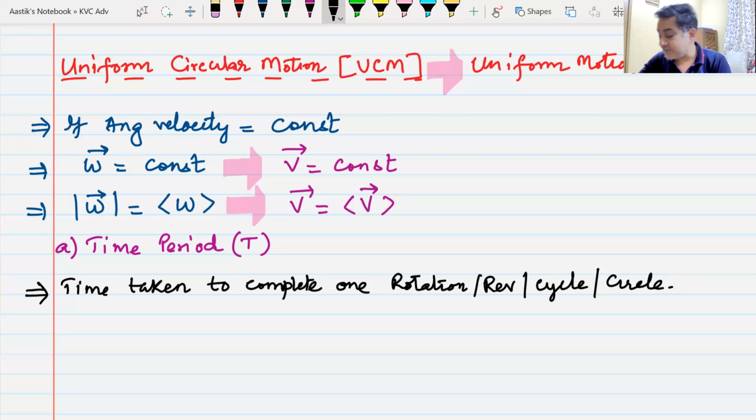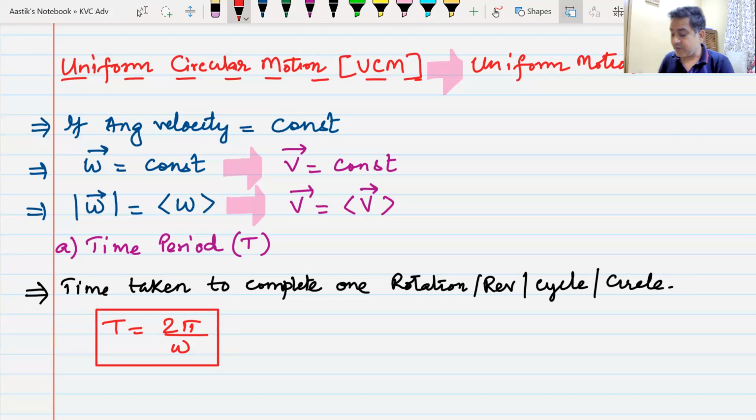And then there is this revolutionary formula: time period is 2 pi by omega. Where does it come from? Time taken to complete one revolution. 2 pi is the angle it turns in one revolution. 2 pi means 360 degrees, but we cannot say 360 degrees because that would be wrong. So it is 2 pi by omega. Do we understand this?